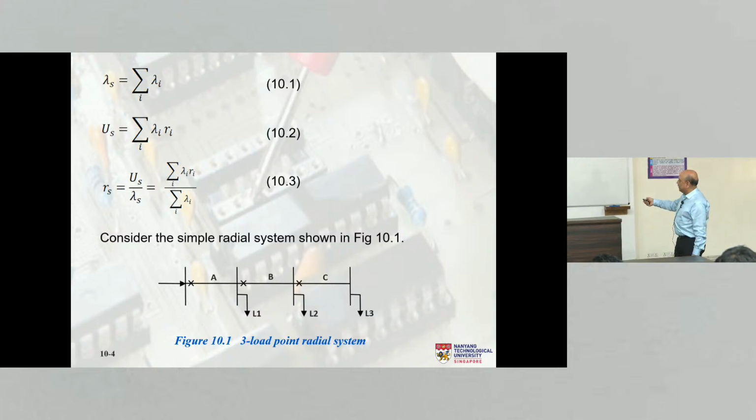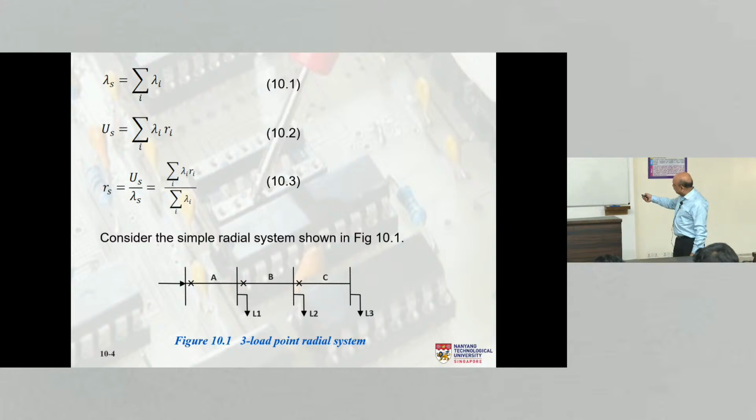So now load point 1, I was talking about there is a fault here, then you need to repair, right? So load point 1 is out for 6 hours. It will not get power for 6 hours, correct? And how is it affected by failure rate? The failure rate is the same as the failure rate of component A, right? And the outage time is 6 hours. Therefore, the unavailability is 6 times the failure rate, correct?